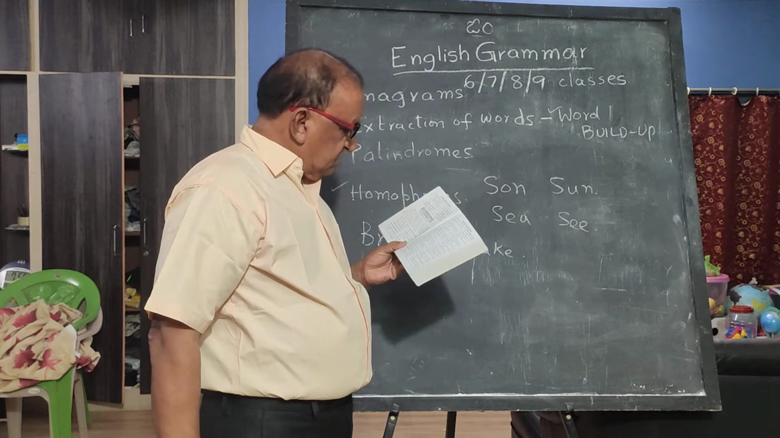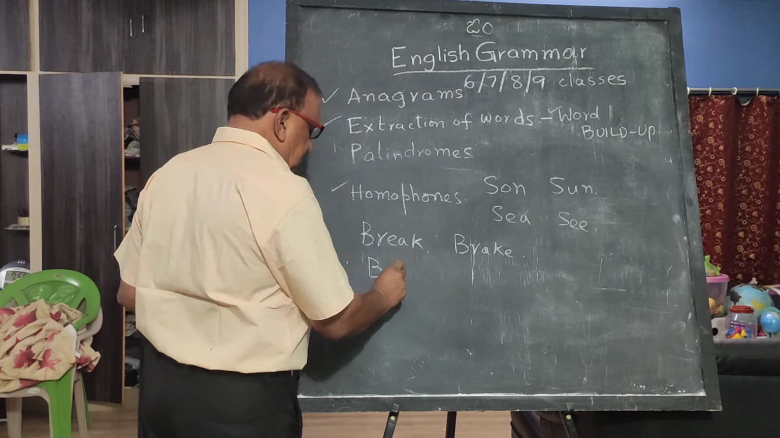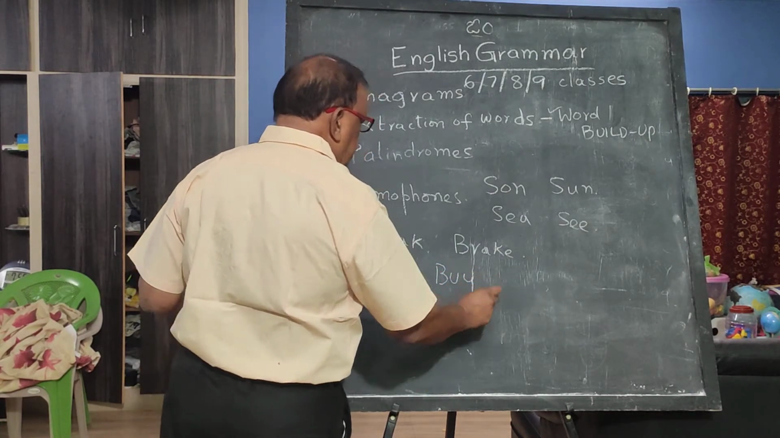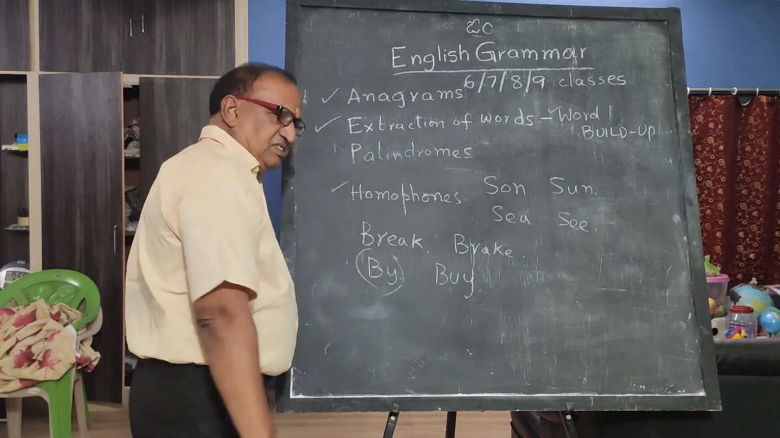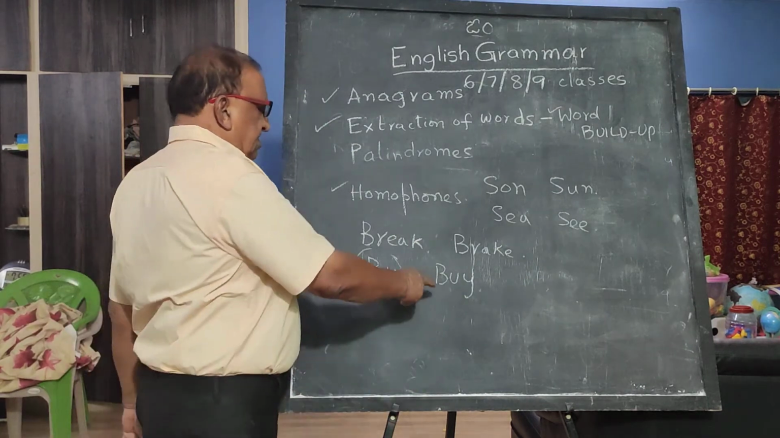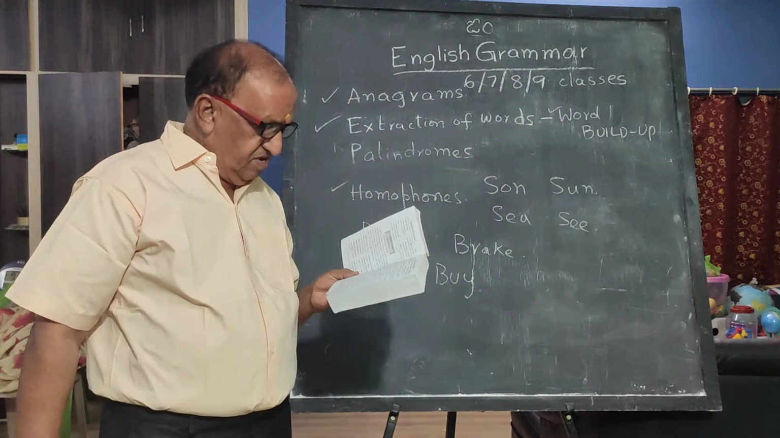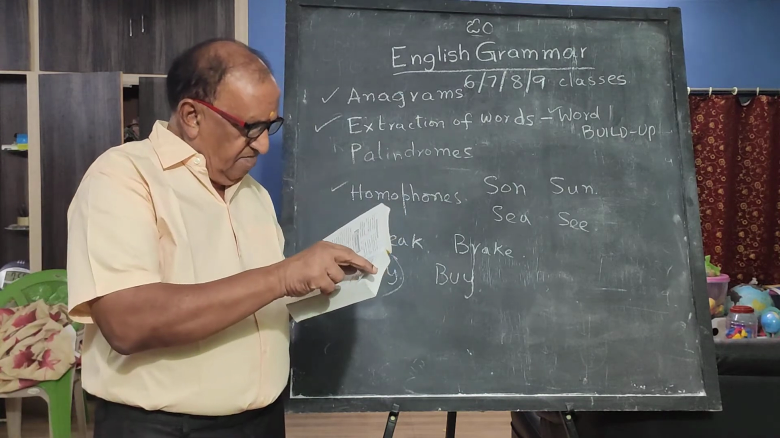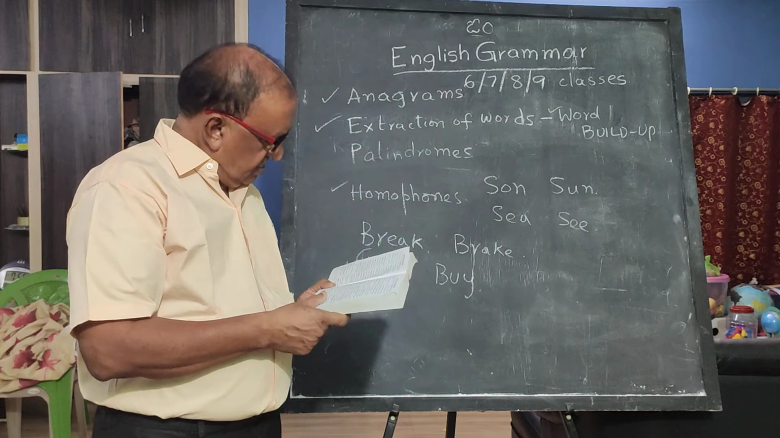Now, next one is, for example, buy. B-Y, buy. And also you have B-U-Y. Rama is killed by Ravana. Rama is killed by Ravana, and here the word is by, intended. Buy means purchase. So, like that there are several words, we can see, buy and by. And let me see some other interesting examples.